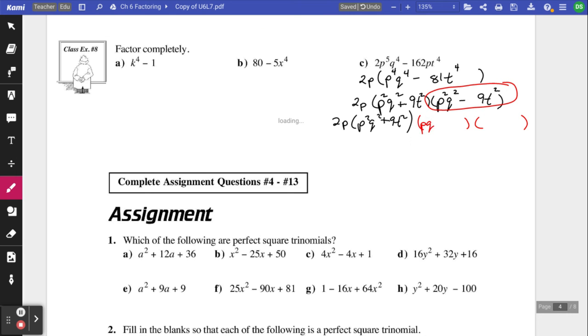PQ, and then minus 3T and plus 3T. Good. So be sure to double check. Can you factor further? By the time you get to the binomials, when we have the two terms, all you have to check is the negative one. Okay? If there's nothing common, check the negative one and see if it can go.